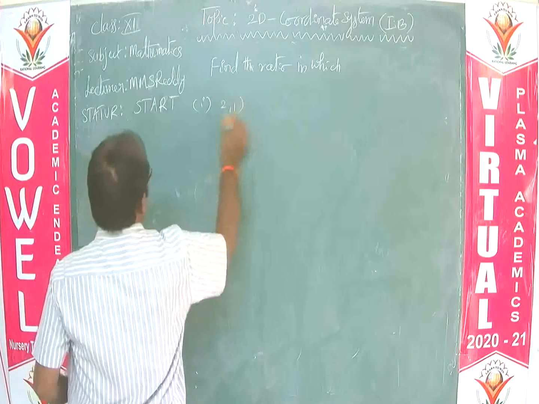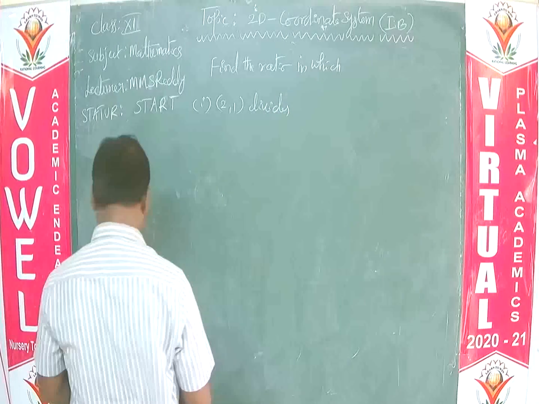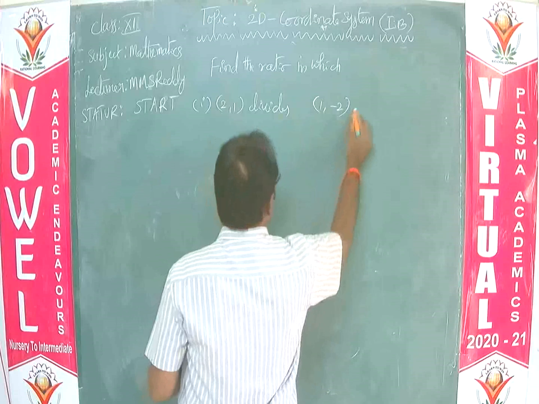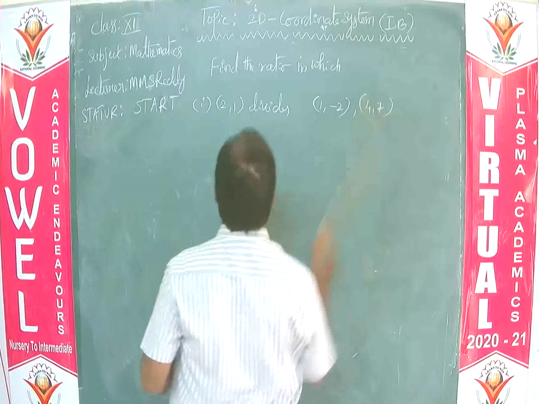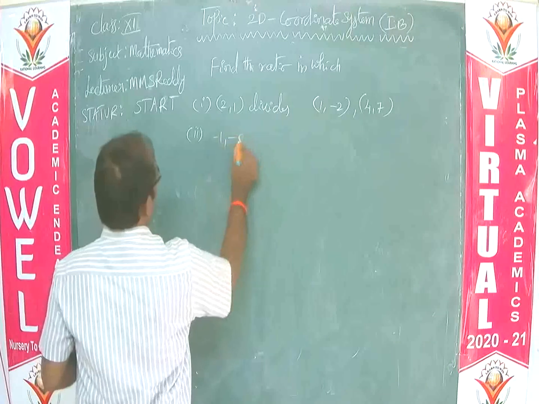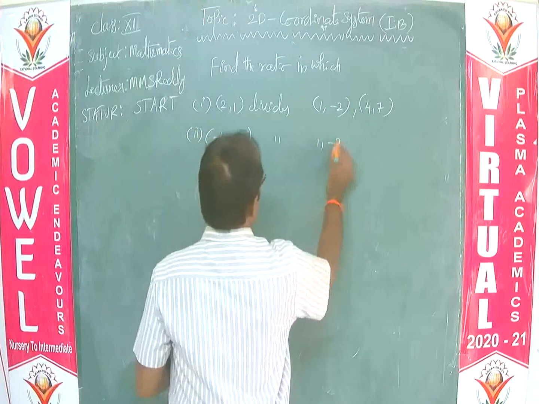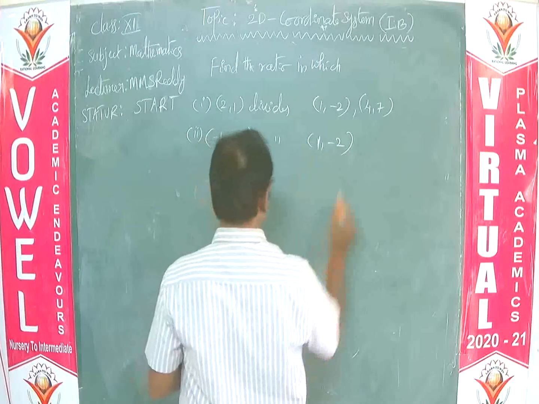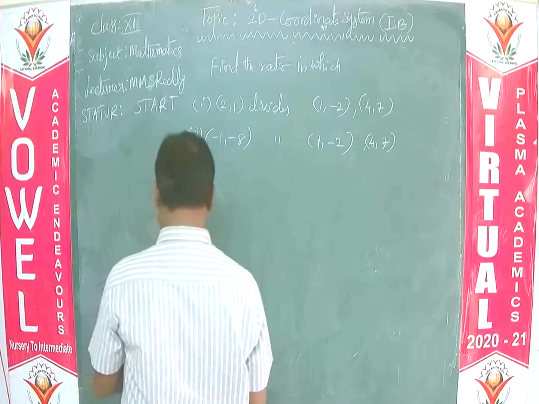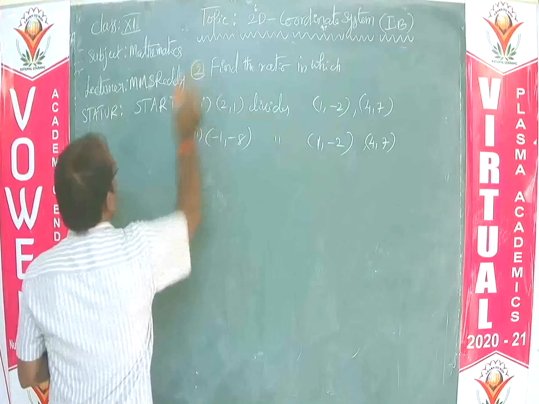First, the point 2 comma 1 divides the line segment joining 1 comma minus 2 and 4 comma 7. Second, the point minus 1 comma minus 8 divides the line segment joining 1 comma minus 2 and 4 comma 7. Also here it is second bit.